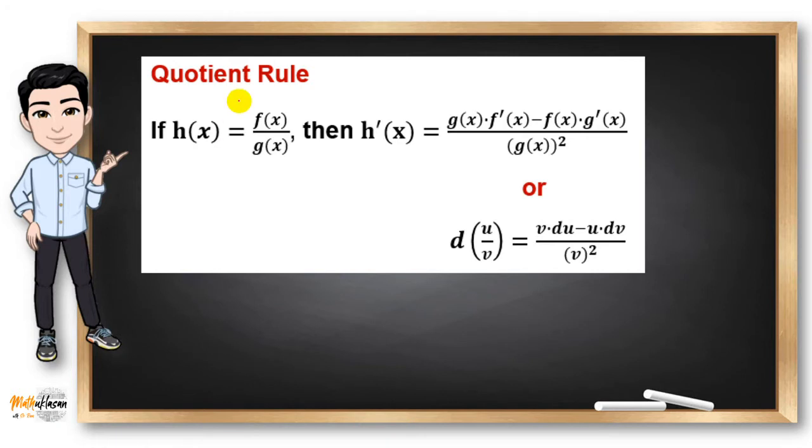According to the quotient rule used for derivatives, kung meron daw tayong function na h of x which is in the quotient of two other functions like f of x and g of x, then the derivative of this function h of x is just equal to this formula.